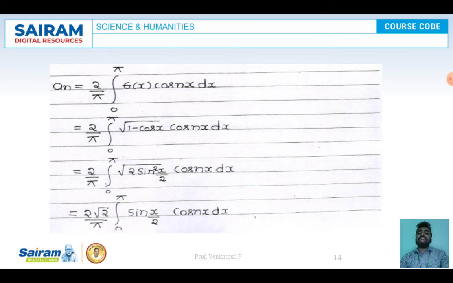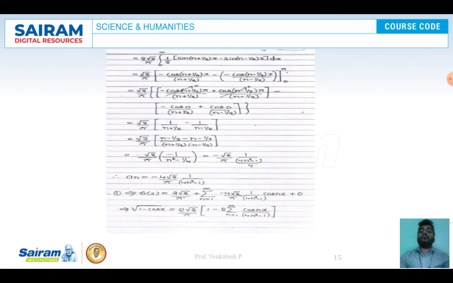The formula for a n is 2 by pi integral 0 to pi f of x cos nx dx. Same here, I'm going to replace f of x as square root of 1 minus cos x, and replace 1 minus cos x as 2 sin square x by 2. After simplifying, we got 2 root 2 by pi integral 0 to pi sin x by 2 cos nx dx. To simplify this, I'm going to use the sin a cos b formula. After applying the formula, we got 2 root 2 by pi integral 0 to pi 1 by 2 into sin (n plus 1 by 2)x minus sin (n minus 1 by 2)x dx.